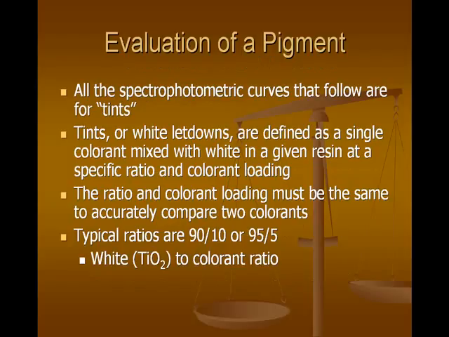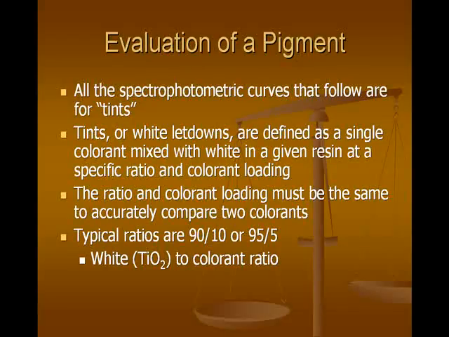All the spectral photometric curves that follow are for tints. If you remember from before, tints, or white letdowns, are defined as a single colorant mixed with white in a given resin at a specific ratio in colorant loading. The ratio in colorant loading must be the same to accurately compare two colorants. So we make up a tint of both colorants in the exact same loading in the exact same ratio.